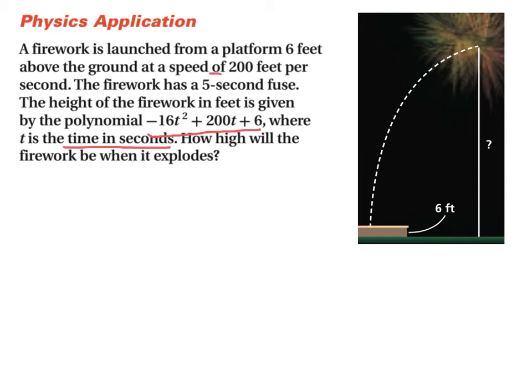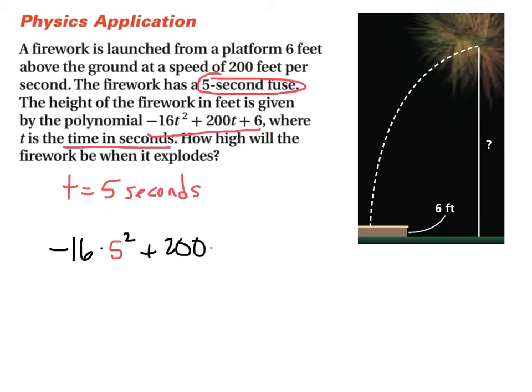Well, the fuse is 5 seconds, so it's going to explode in 5 seconds. And so what this is telling us is that t equals 5 seconds. So what am I going to do? I'm going to plug 5 in where t is. So the calculation that we'll do, and you can use a calculator on this, is going to be negative 16 times 5 squared. The 5 squared is 25. Plus 200 times 5 plus 6.